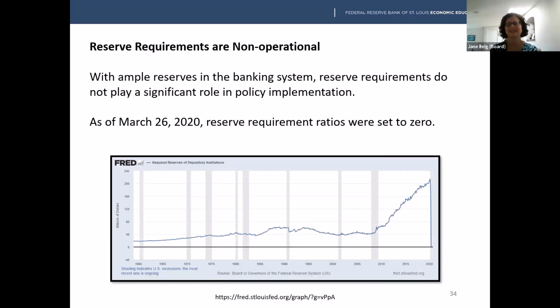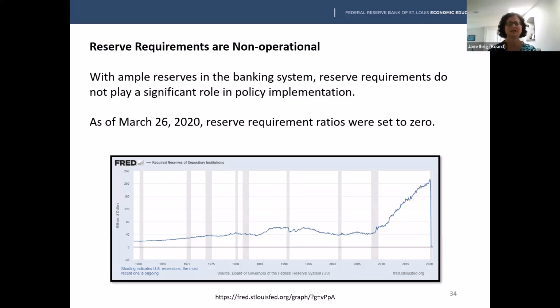Okay. On the next slide, I just wanted to mention in the current ample reserve regime, reserve requirements are not needed. They don't play a significant role. In fact, in March of 2020, so over 2 years ago, the Federal Reserve set reserve requirement ratios to 0. So this is an inactive tool. You can see on the bottom a standard FRED graph from the St. Louis Fed. If you plot required reserves, you can see they drop to 0 because the reserve requirement ratio was set to 0. Basically, the tool is inoperative now.